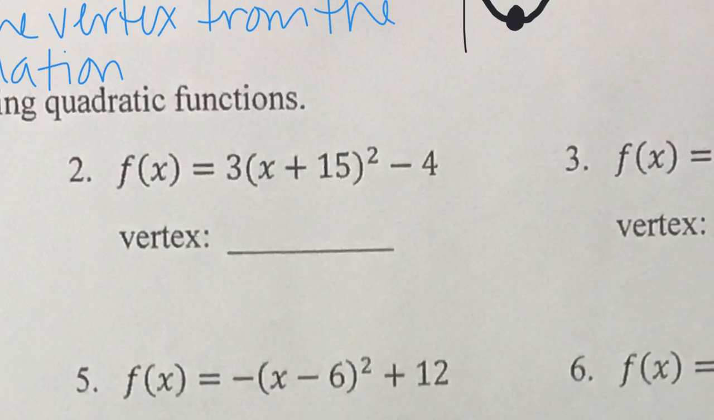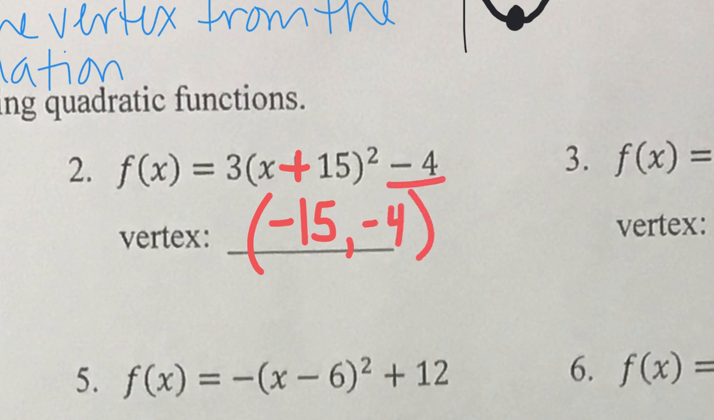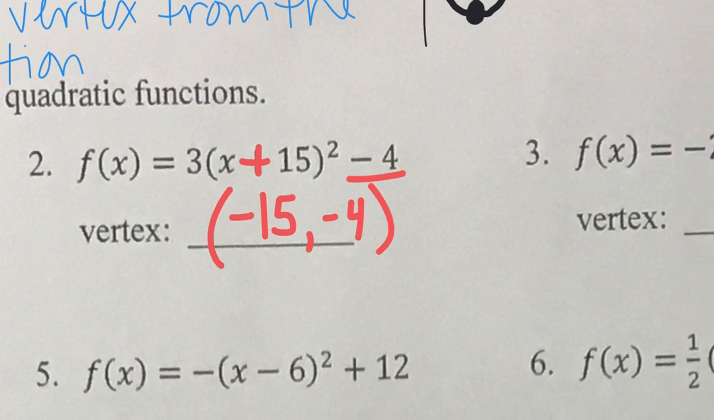Okay, number 2, we have a plus 15, which means our vertex has an x-coordinate of negative 15. And we have a minus 4, so the y-coordinate is a minus 4. The x-coordinates are always opposites, and the y-coordinates are always the same.